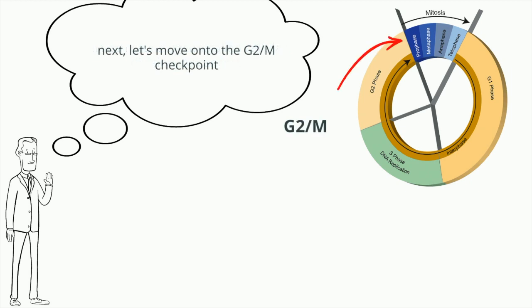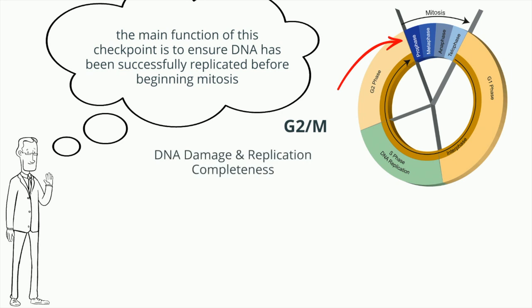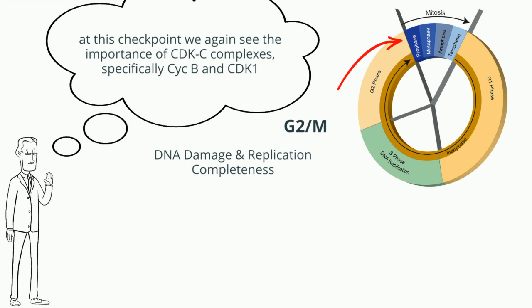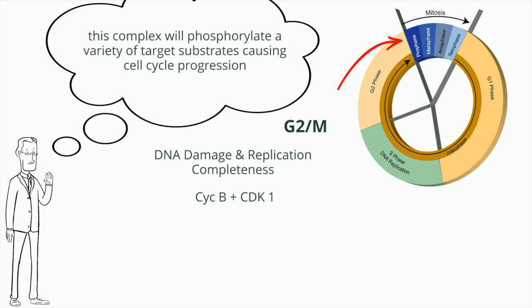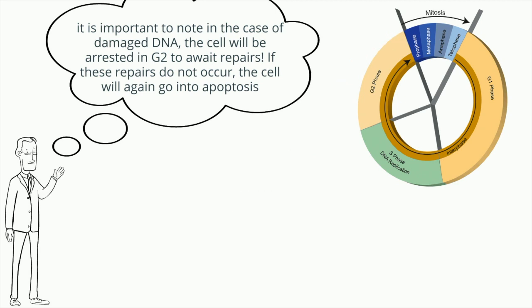Next, let's move on to the G2M checkpoint. The main function of this checkpoint is to ensure DNA has been successfully replicated before beginning mitosis. At this checkpoint, we again see the importance of CDK cyclin complexes, specifically cyclin B and CDK1. This complex will phosphorylate a variety of target substrates, causing cell cycle progression. It is important to note, in the case of damaged DNA, the cell will be arrested in G2 to await repairs. If these repairs do not occur, the cell will again go into apoptosis.